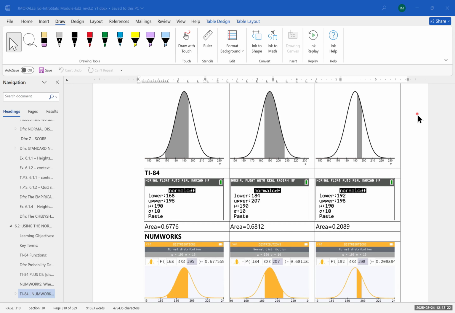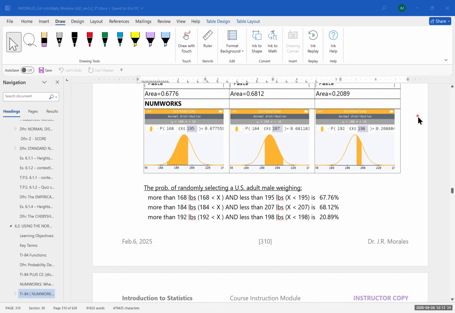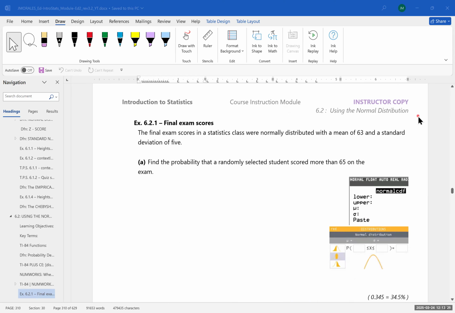Okay, so now you've had a lot of examples of how to calculate the area under a normal distribution curve around either a value or two values of x. Let's apply that to some problems. So let's look at an example.